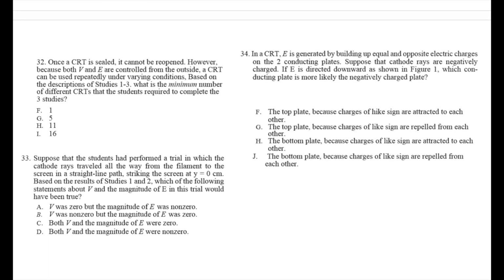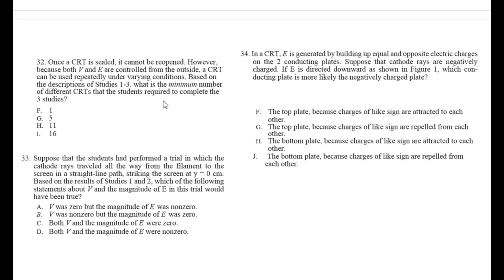Alright, our next question, question 32, says, once a CRT is sealed, it cannot be reopened. However, because both V and E are controlled from the outside, a CRT can be used repeatedly under varying conditions. Based on the descriptions of studies 1 through 3, what is the minimum number of different CRTs that the students required to complete the 3 studies? Again, we have options 1, 5, 11, and 16 here.